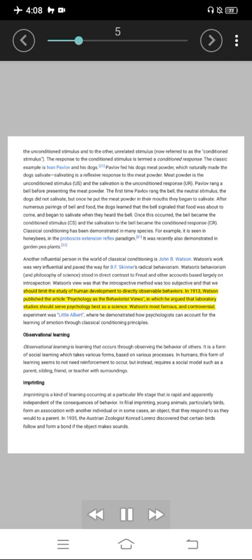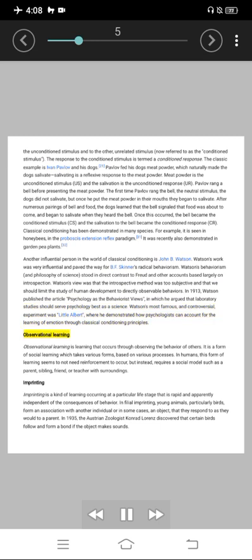In 1913, Watson published the article, Psychology as the Behaviorist Views, in which he argued that laboratory studies should serve psychology best as a science. Watson's most famous, and controversial, experiment was Little Albert, where he demonstrated how psychologists can account for the learning of emotion through classical conditioning principles.